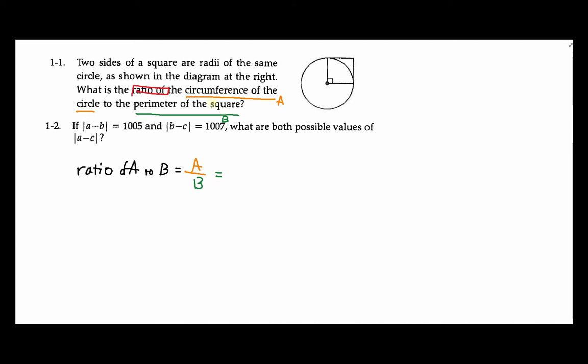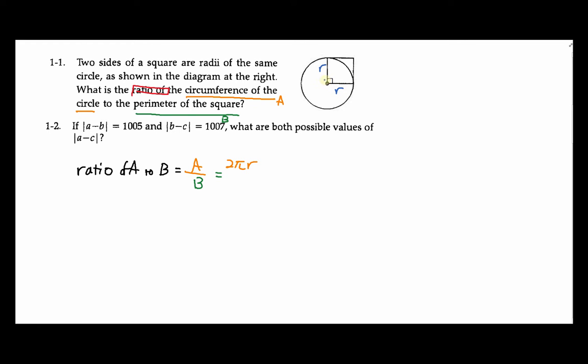The A corresponds to the circumference of the circle, and if I set the radius to r, I know from geometry class that the circumference is 2 pi r. And for the perimeter of the square, because in the circle you have a radius that extends from the center to a point anywhere, both of these segments have to be r.